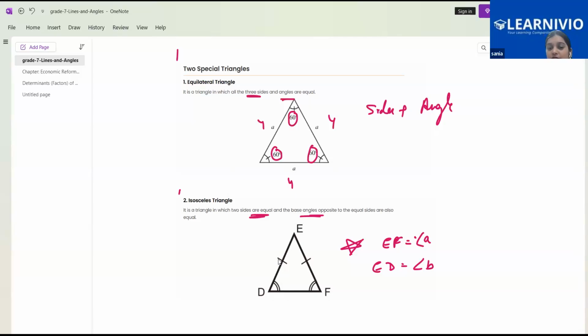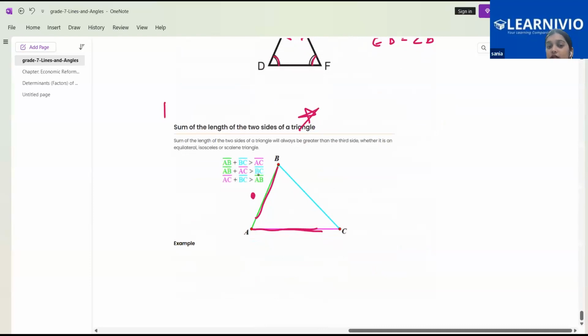And then the isosceles triangle, two sides are equal here, right? So if these two sides are equal, then these angles would also be equal. That's a property. Clear? Okay, ma'am. And then coming to this one, I mentioned that the sum of two sides should be greater than the third side. Right? Clear? Yes, ma'am. Okay. So I'll give you one question. Let's see how you people do it.